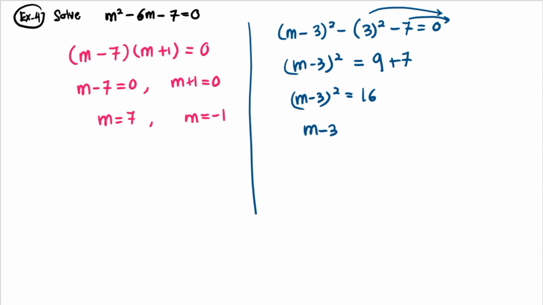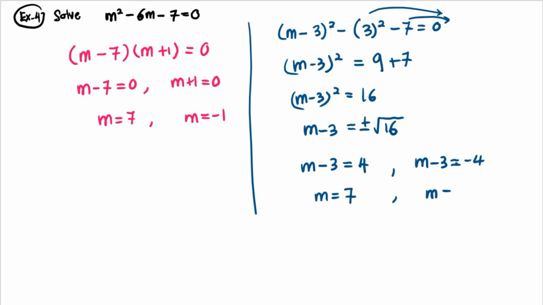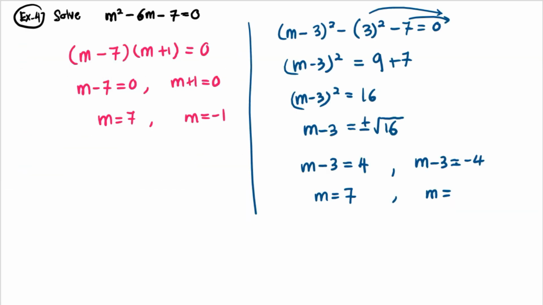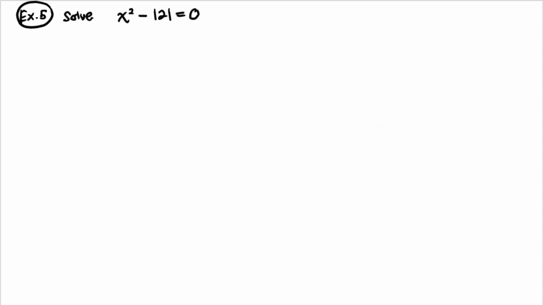Therefore, I want to remove the square here, so I take plus minus the square root of 16. The square root of 16 is 4. Therefore, one equation is positive 4, another equation is negative 4. So m is given by 4 plus 3, which is 7. Another one, m is equal to negative 4 plus 3, we get negative 1. So same answers. You have two solutions here. You can try this using the formula.